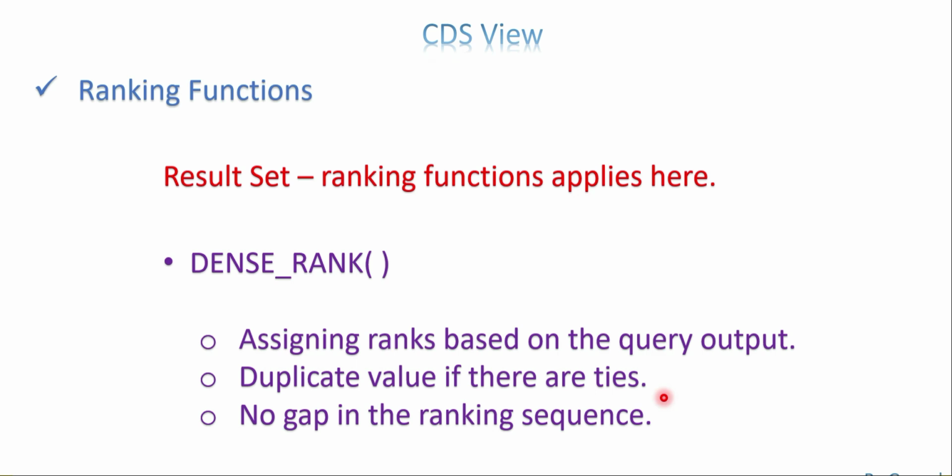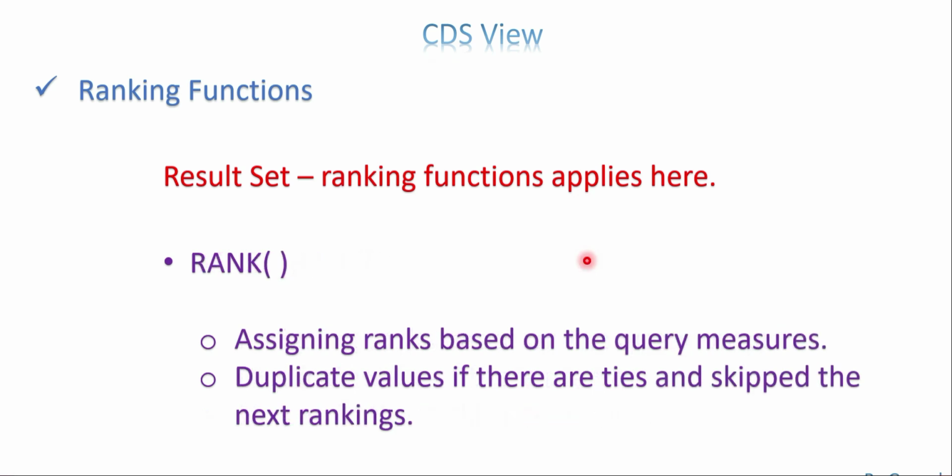Just remember this, because the next ranking function is rank. Rank has a gap in the ranking sequence, but here there is no gap, meaning you're not able to see any gap between the ranking sequence. It's sequential like 1, 2, 3, 4, 5. But if you go with the rank function, you may see a gap between the ranks. There is a rank 1, and then you can see the 10th rank. I'll explain why that is happening. Okay, so that is the basic difference between the dense rank and rank functions. So just remember this, and once you see the example, it will be easy to understand.